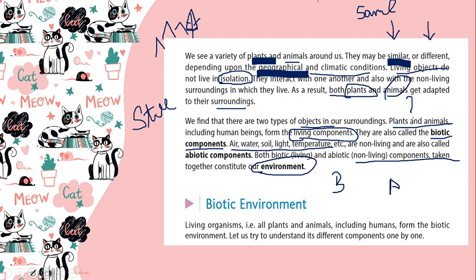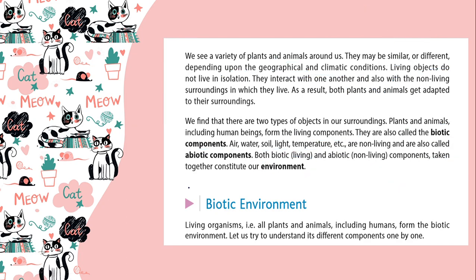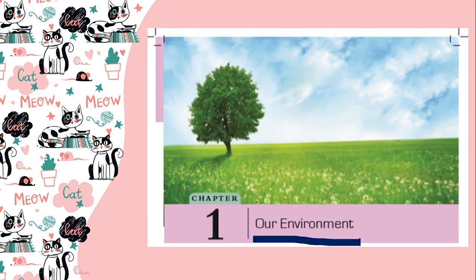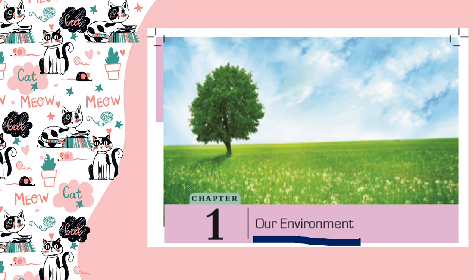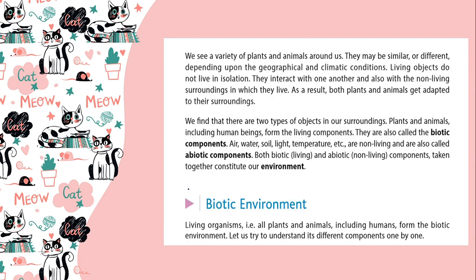Now I'm sure that you must know what the environment is and what the two components of the environment are, as we discussed in the objectives of today's class. But the third objective is that you should know everything about these two components. I would like to sum up that we are going to talk only about biotic components today, and abiotic components we will be discussing in the other class.